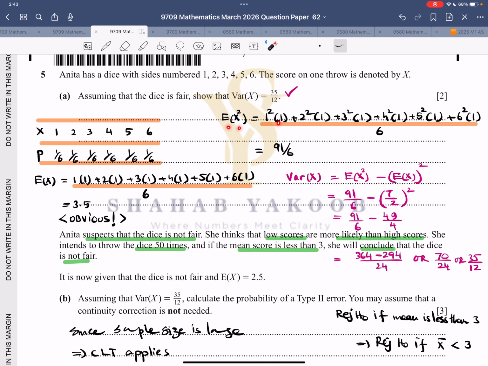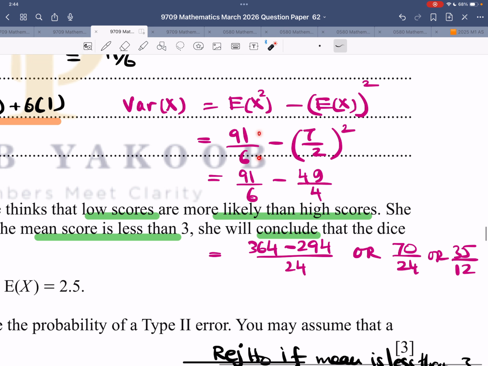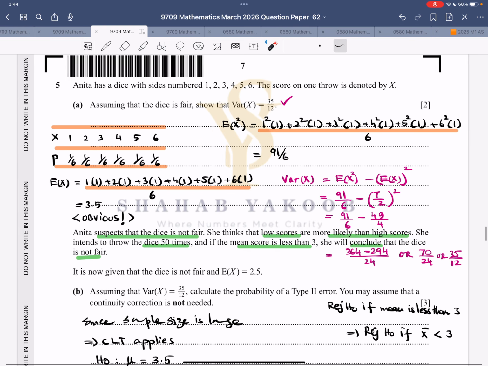Expectation of X square: 1 square, 2 square, 3 square, 4 square, 5 square, 6 square. So over here X square is multiplied with P, and I'm dividing once by 6, why waste energy, why waste time. So that is 91 over 6. Variance of X is expectation of X square minus expectation of X whole square. Have a good look, 91 over 6 minus 7 over 2 whole square. That's 49 over 4. 6 and 4, I multiplied, I wrote 24, that is 70 over 24. This comes out to be 35 over 12.